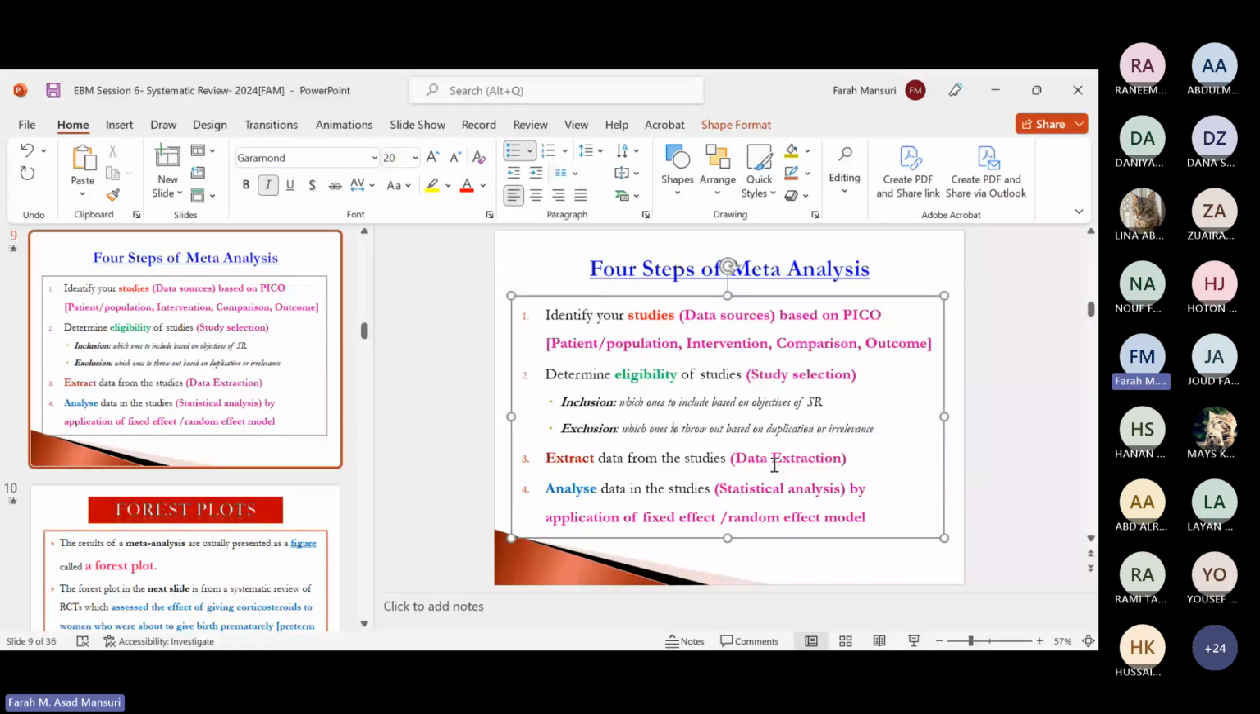Then once our sample is identified, whether there are 10 studies or 20 studies to be included, we have to extract the data from those studies, and this is known as the data extraction step. In the data extraction, we find out which year of the study, we make a table on it, and then we build a form regarding the data extraction.